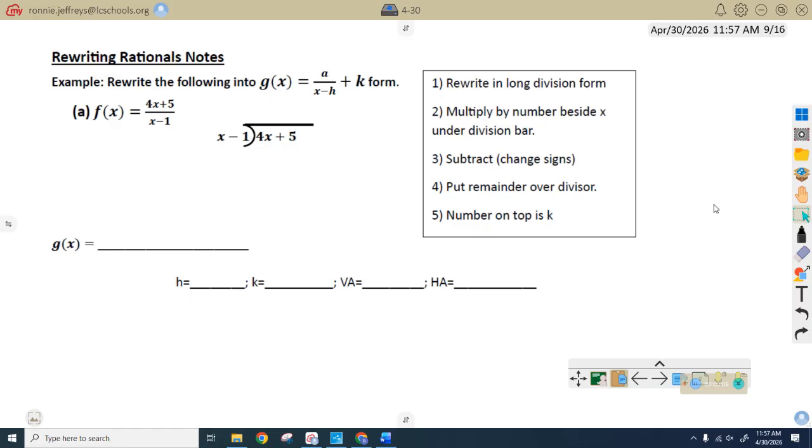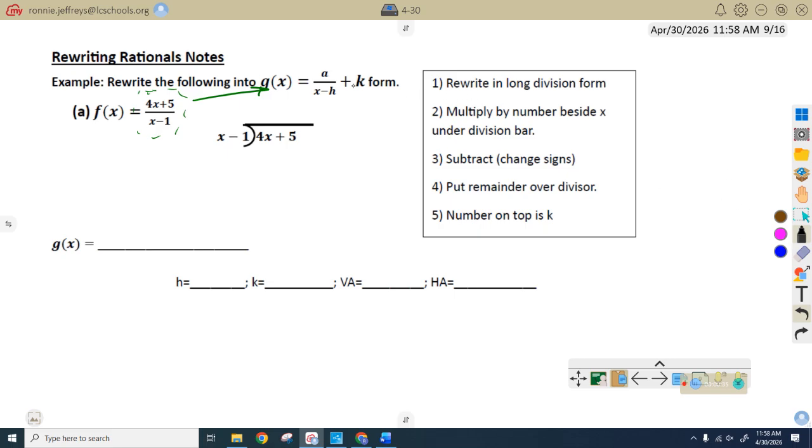So, we're rewriting rationals. Rational is a term for anything that you can write in fraction form. Now, here's the deal. We've got to take something that looks like this and make it look like what we had yesterday, which I think we can all agree was pretty simplistic.